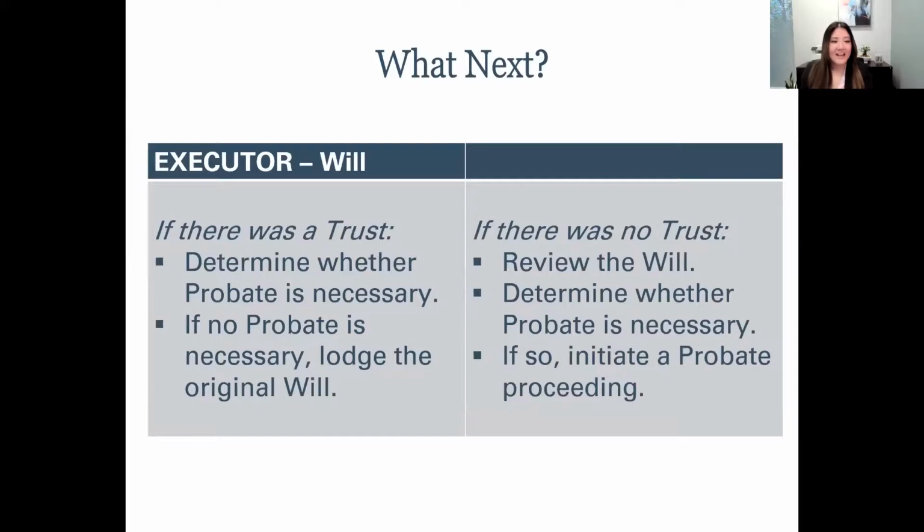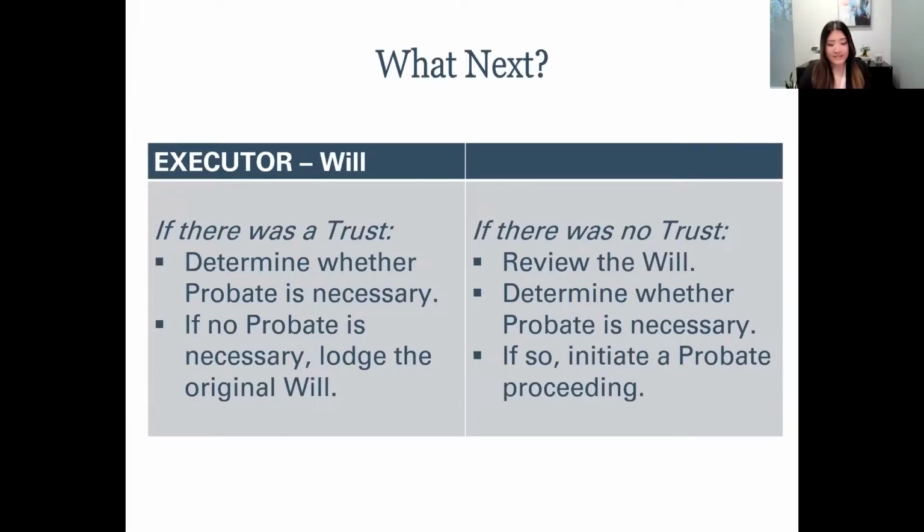All right. And then as far as if you have to act as the executor, it really depends on whether there was or was not a trust created by the deceased person. So if there was a trust, the first thing you're going to want to do is determine whether or not a probate is necessary. Like I mentioned before, depending on the types of assets and the value of those assets, if they were left outside of the name of the trust, in the name of the deceased person, then you may have to deal with the probate court in order to get that asset poured over into the trust. And you would have to be formally appointed as the executor in order to do that.